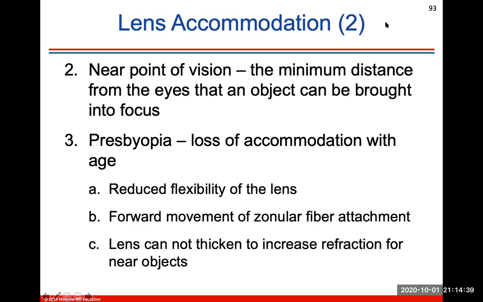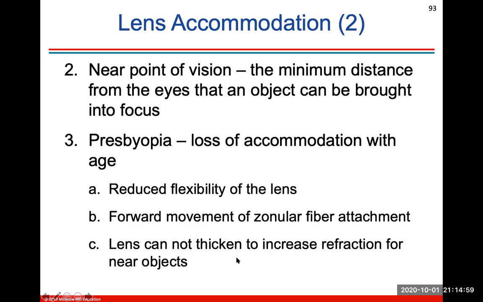The near point of vision is the minimum distance from the eyes that an object can be brought into focus, and presbyopia is the loss of accommodation with age. You lose the flexibility of the lens due to the forward movement of the zonular fibers in the suspensory ligaments.